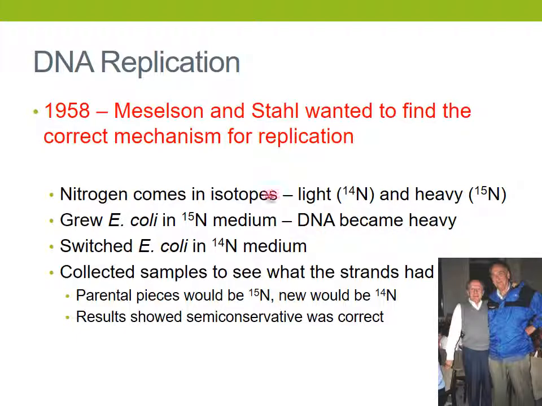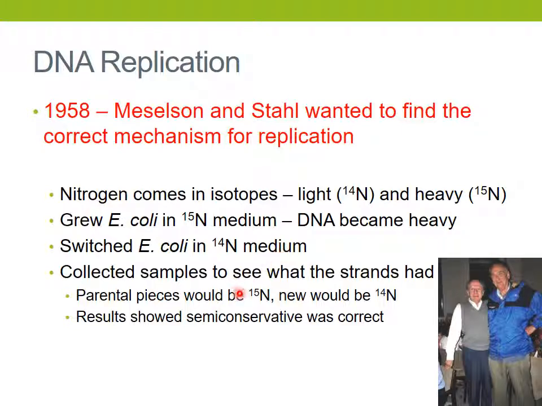So the DNA, as it was being made, needs nitrogen. Remember, nitrogen bases. So the DNA became heavy and labeled with the N15. After a certain amount of time, they put the E. coli into a new medium that contained N14, which was lighter. And then they collected samples to see what the DNA looks like now.